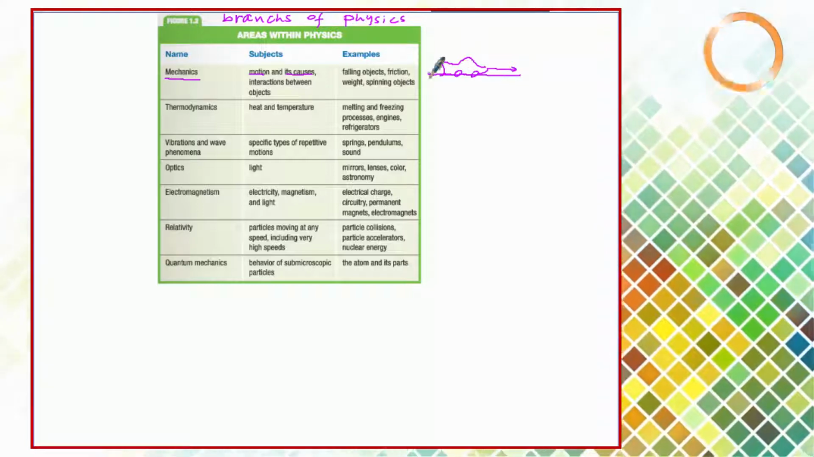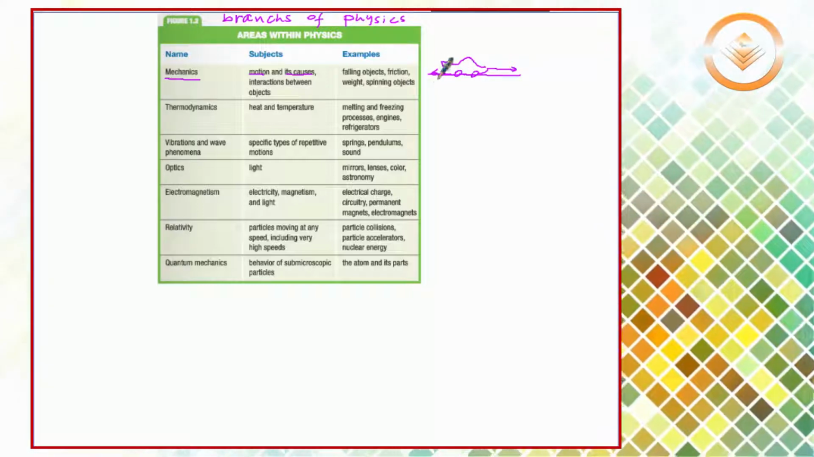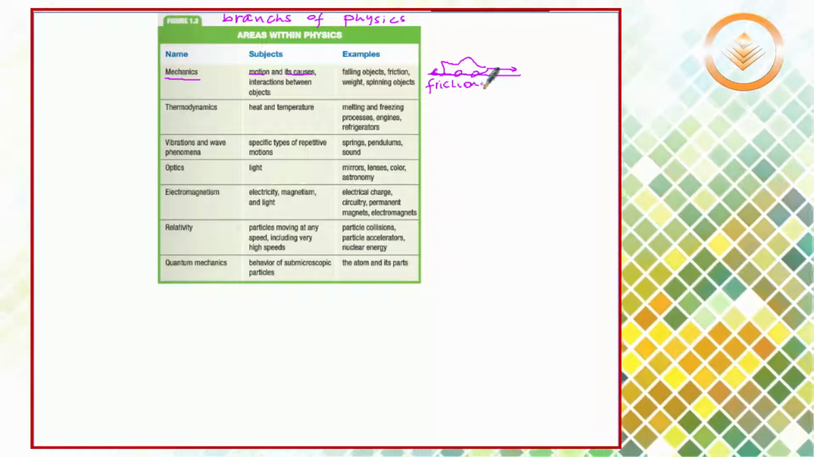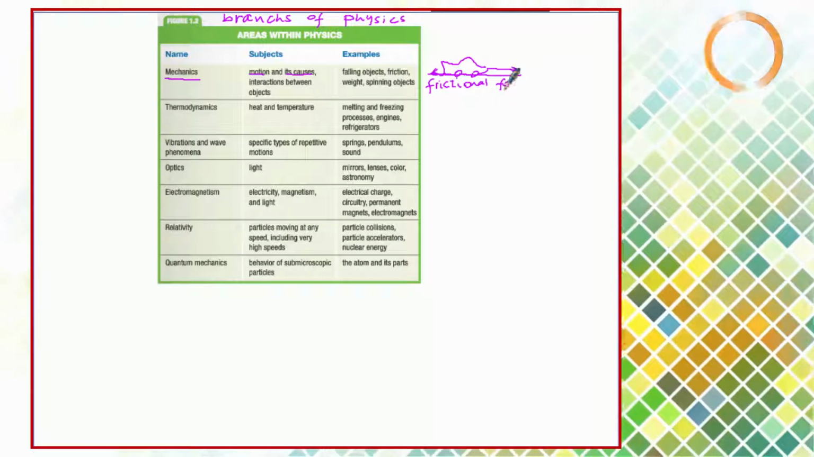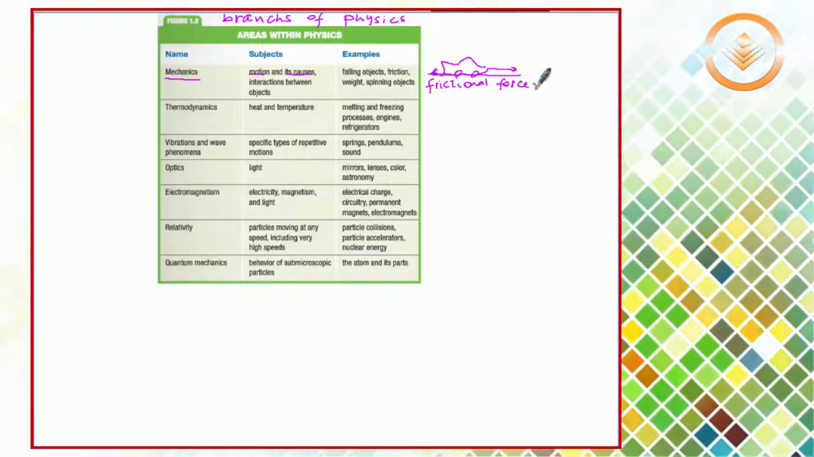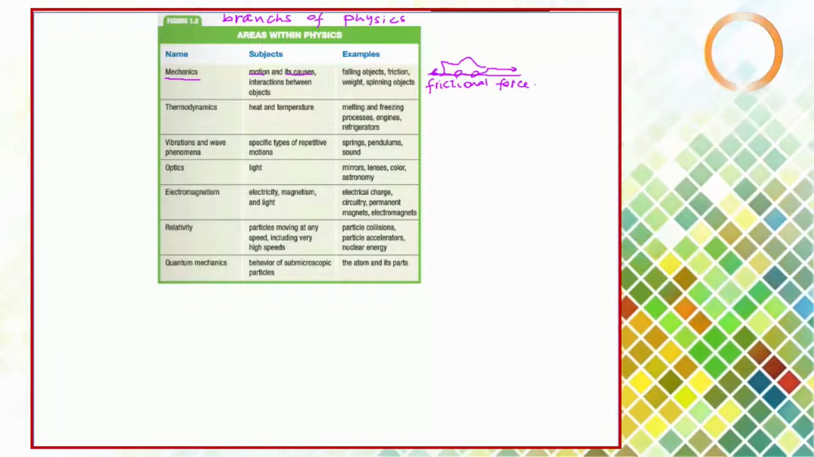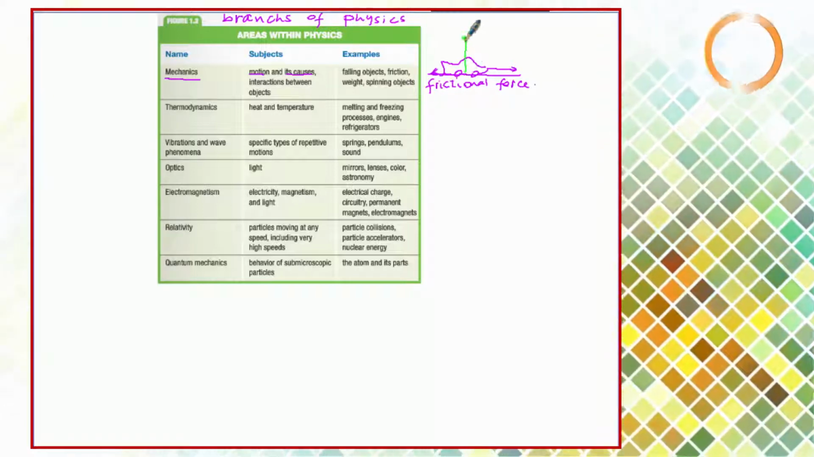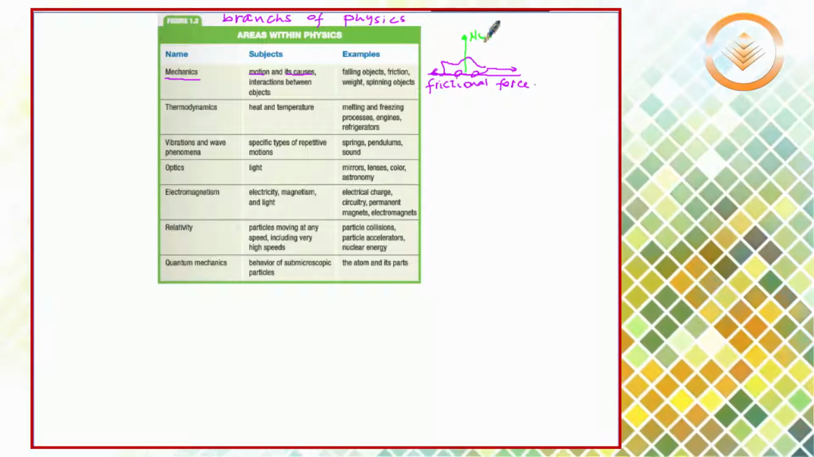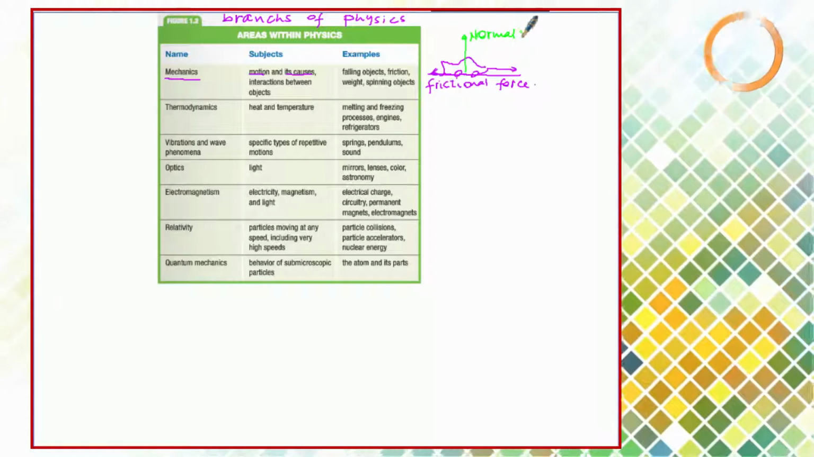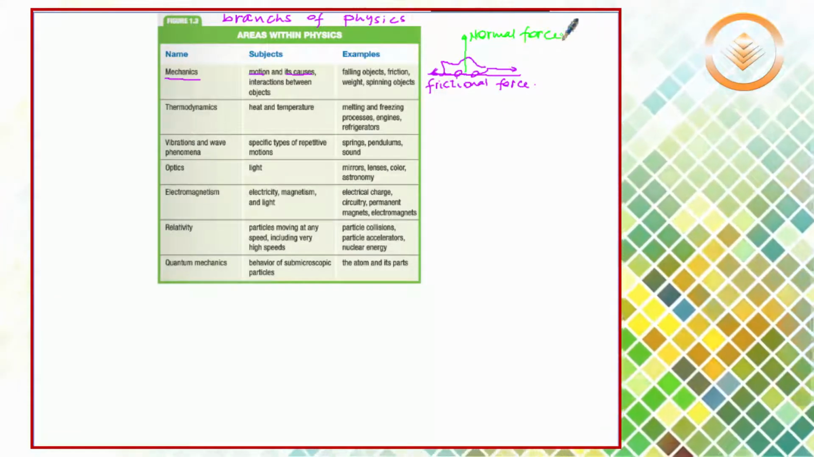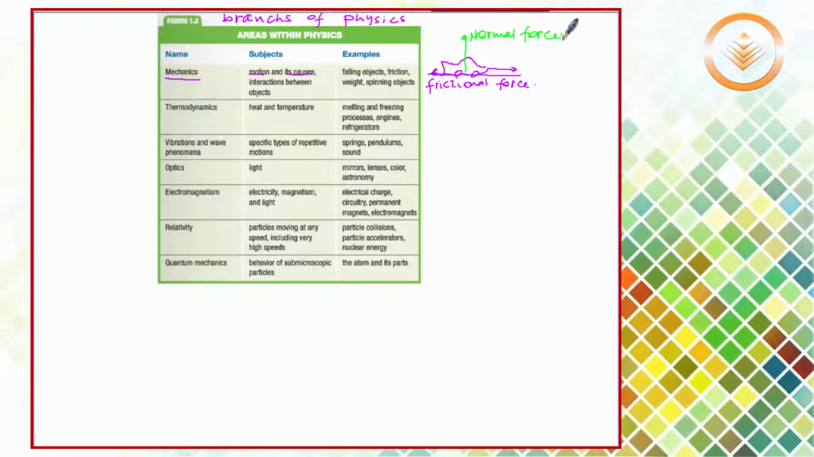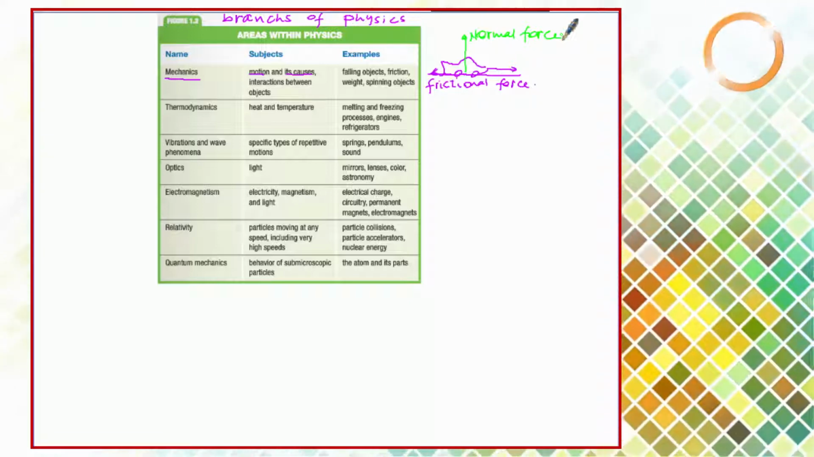For example, you may have a force called frictional force. A frictional force is a force between the tires of the car and the surface. And the other type of force is a normal force. So all this motion and its cause is studied by a branch of physics called mechanics.